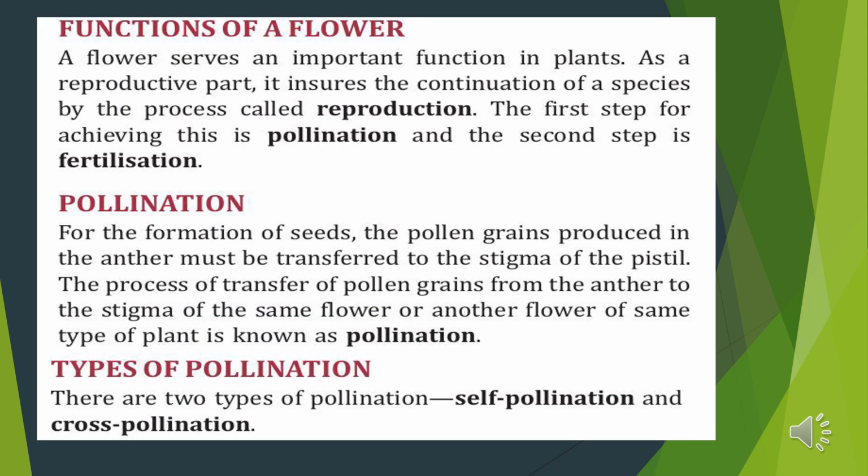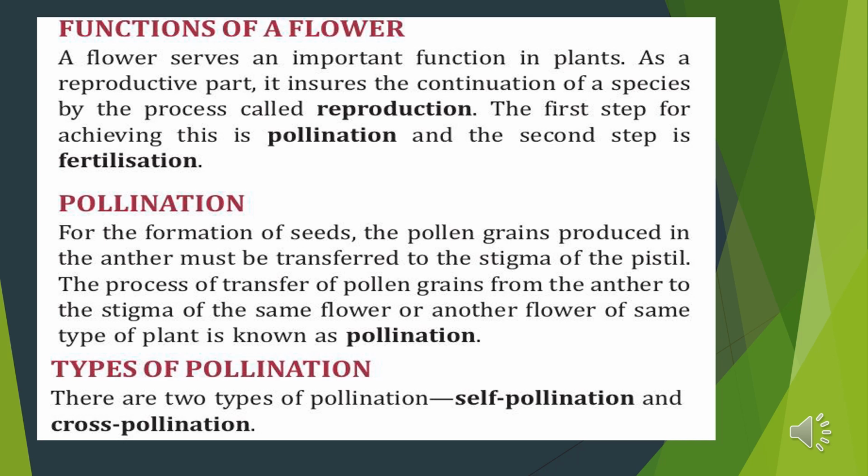A flower's main function is reproduction, and the first step of reproduction is pollination, and the second step is fertilization. What is pollination then? The process of transfer of pollen grains from anther to stigma. It can be of the same flower or same plant, or it can be from the other flower or other plant. This is known as pollination.